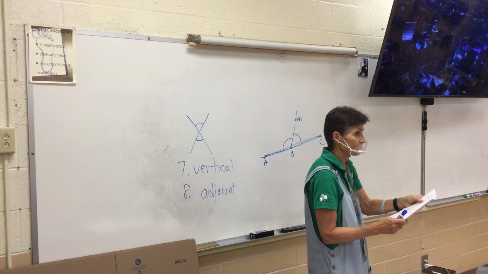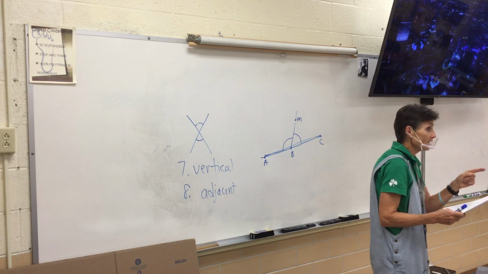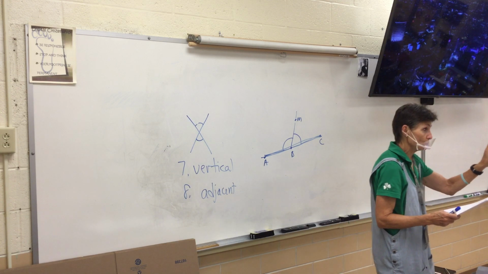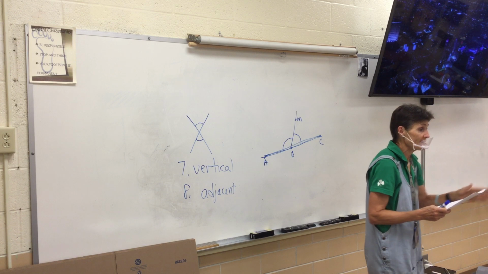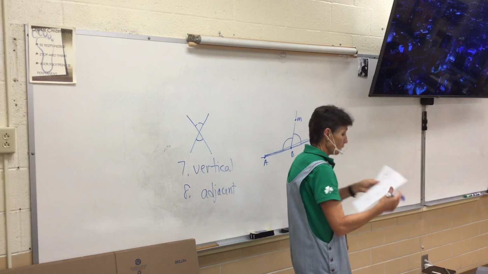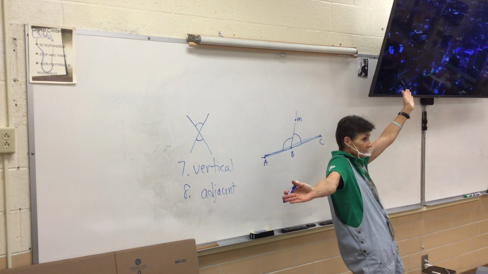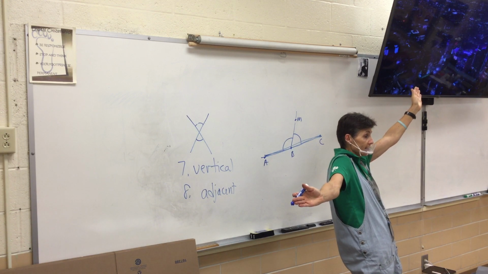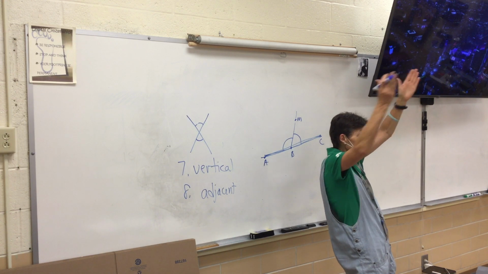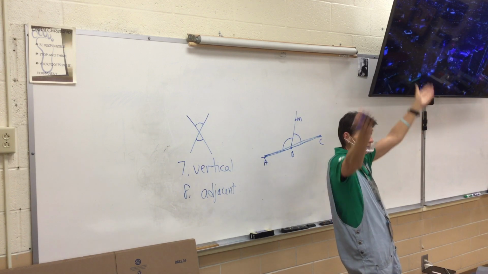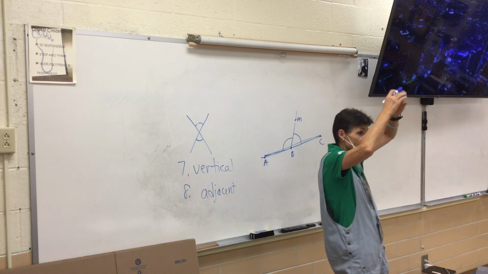Carson, what do you think? A linear pair? Now do 1 and 2, just 1 and 2, make a straight line? No. Carson, you see how 1 goes up like this and 2, they don't make a straight line. But what about 1 and 2? Aren't they what? Adjacent. They're next to each other.